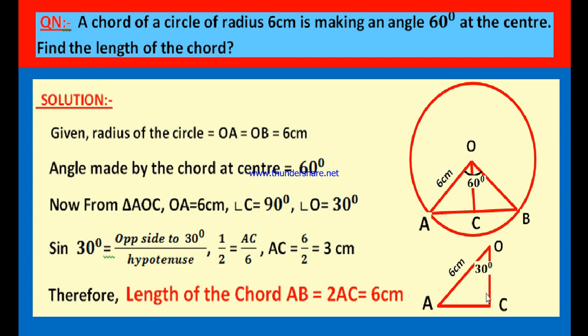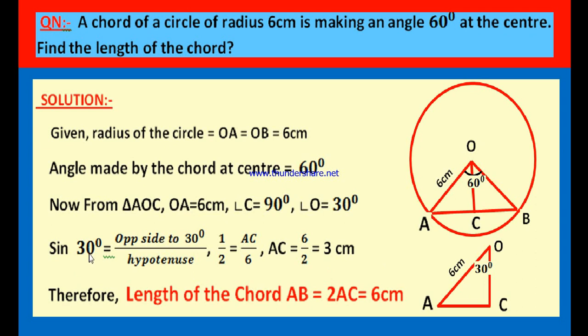From this right triangle, for this known angle, we know the hypotenuse and we have to find the opposite side. For 30 degrees we have to find the opposite side. Therefore consider a trigonometrical ratio which has the relation between opposite side and hypotenuse. Therefore go for sin theta. Sin 30 degrees is equal to the opposite side to 30 degrees by hypotenuse. For 30 degrees, the opposite side is AC and the hypotenuse is OA, which is 6 centimeters.